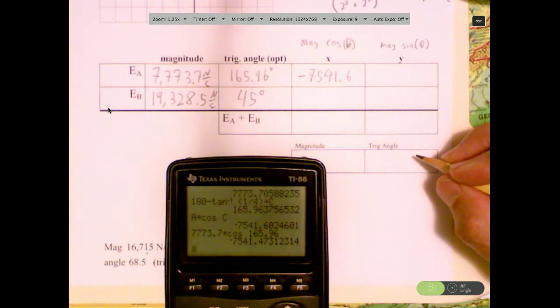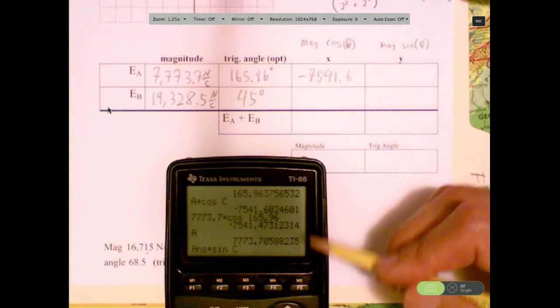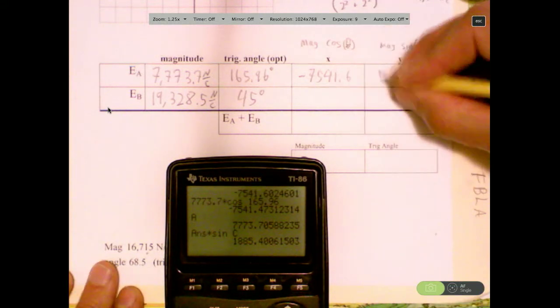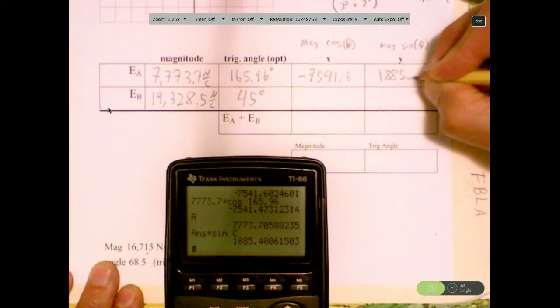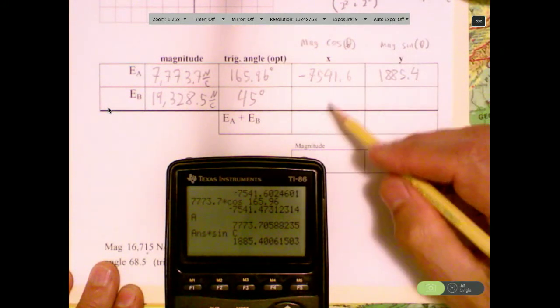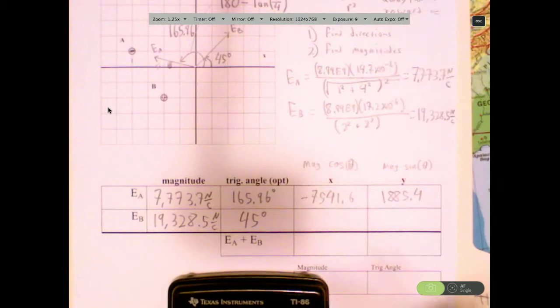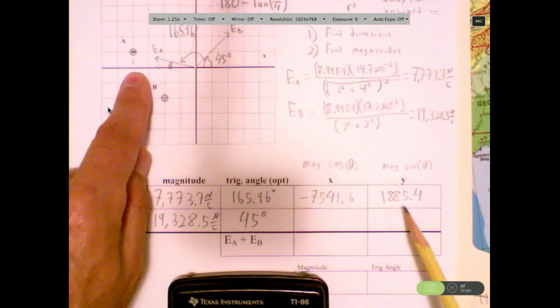Okay, so now I can do the same thing. I can go alpha A times sine of alpha C, that 165.96, only it's not rounded, and that's 1885.4. Notice I'm not rounding these to sig figs because that would be evil, okay? And now let's do a little double check. Let's look at that vector itself. The x should be negative because it goes this way. The y should be positive and smaller, right? So we're good so far. Having difficulty here sliding the paper.